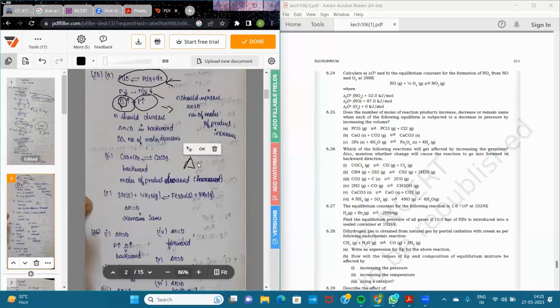Ng for this reaction is negative. That is, if we go forward, number of moles will decrease. As per our condition, the number of moles should decrease, so the reaction should proceed in the forward direction.